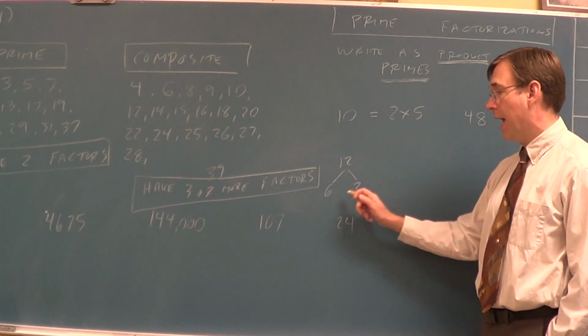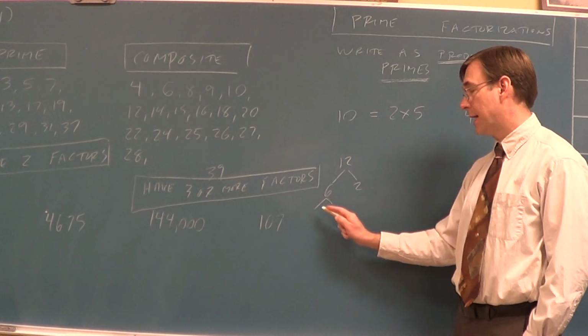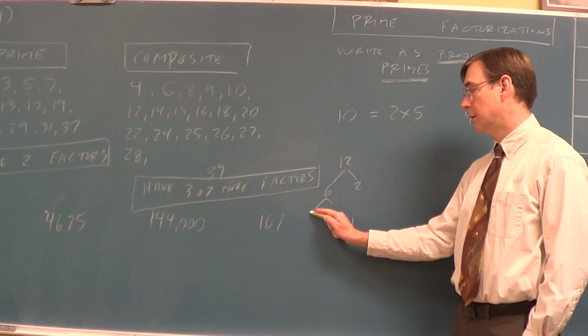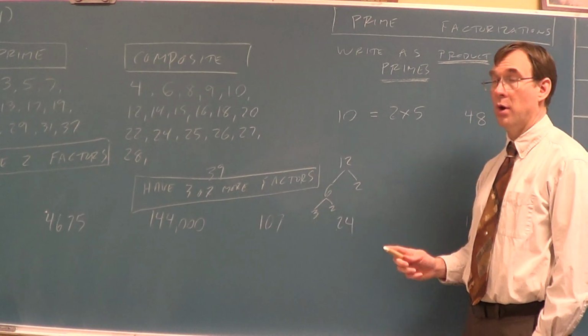Yes, so we're happy with that. Is 6 a prime? No. So we have to resplit 6. What's a way to get 6? 3 and 2. 3 times 2. Are 3 and 2 both primes? Yes. So then we're done.